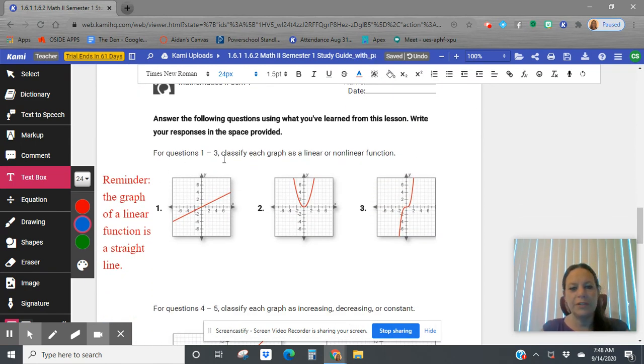Now for these questions, please classify each graph as a linear or a collinear.